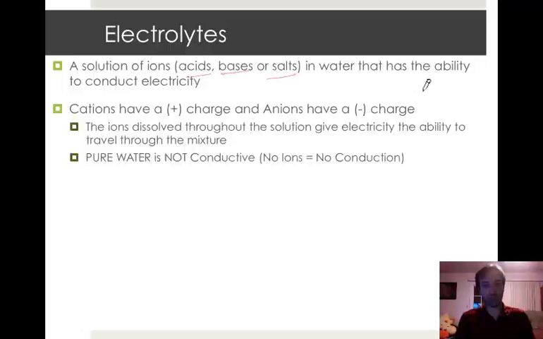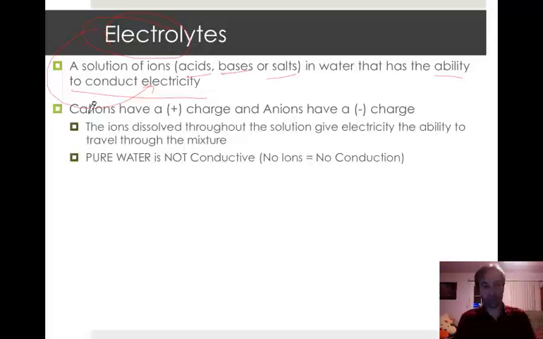Because we have ions distributed throughout the solution, it has the ability to conduct electricity. So when you see the word electrolyte, think electro. That means that it conducts electricity. Okay? So why is it able to do this?